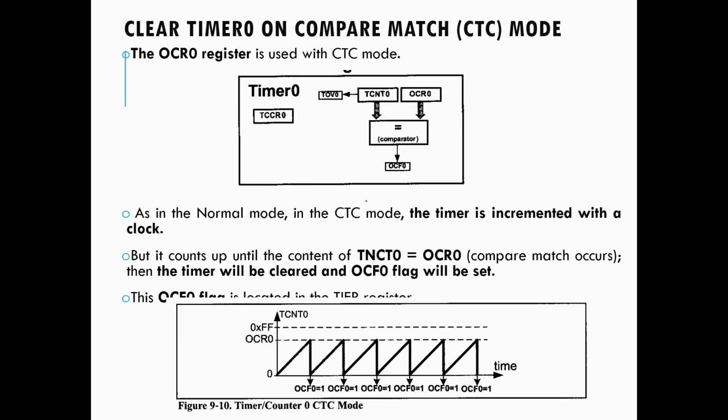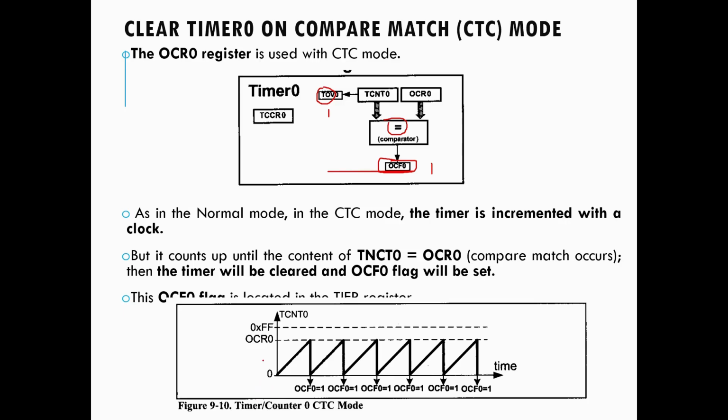So here, this is the first method, the CTC method, compare match. This is not the overflow method, meaning the TOV is 0. The process will make use of the TCNT register and also the OCR register to compare. You need to read the OCF value. If they are the same, OCF will be 1.